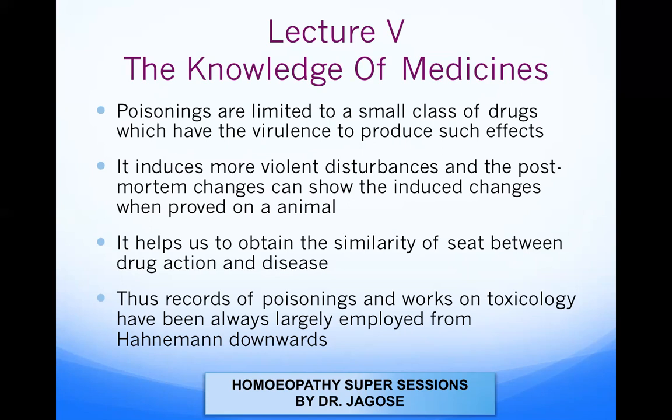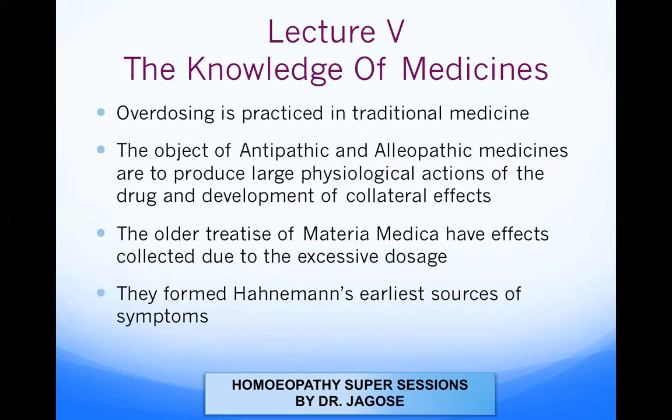So therefore, pathology or the post-mortem changes will help you to obtain the similarity of the action of the drug and the disease. Thus, records of poisoning and works on toxicology have always been largely employed from Hahnemann downwards. Overdosing is practiced in traditional medicine.